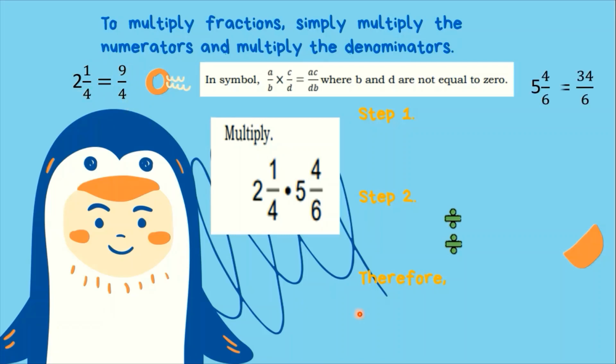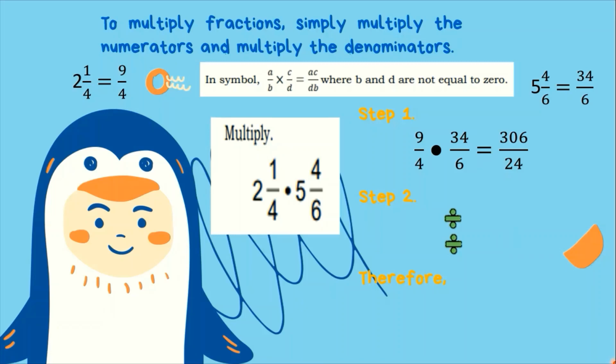Dito naman tayo sa pangalawa. Sa 5 and 4/6, naging 34 over 6. 5 times 6 is equal to 30, plus 4, 34. Then copy the denominator, 6. Kaya naman si 5 and 4/6 naging 34 over 6. After natin ma-convert itong ating mga mixed fractions into their improper fraction form, we can now proceed into multiplying the fractions. Let's multiply them as is.